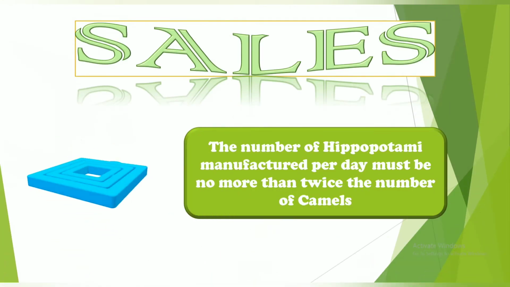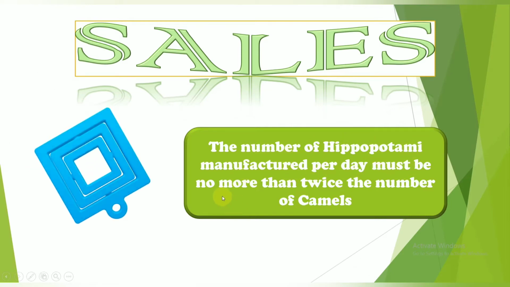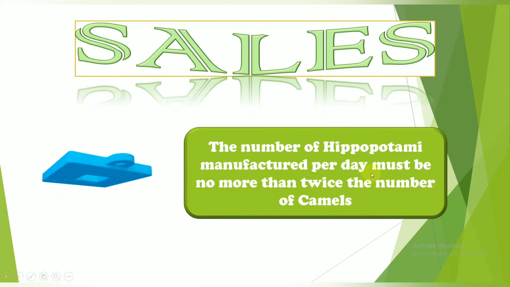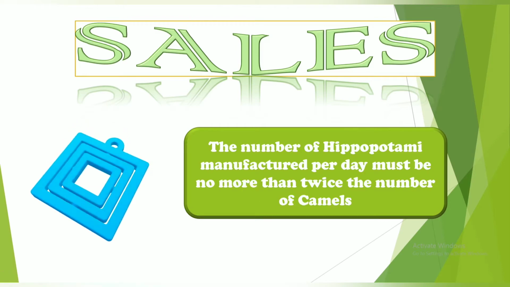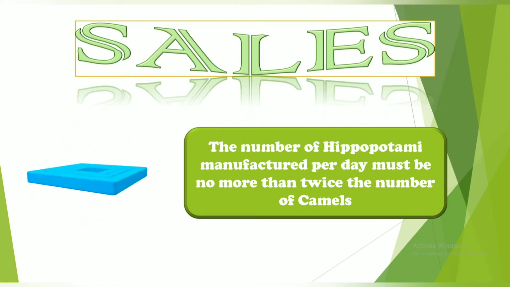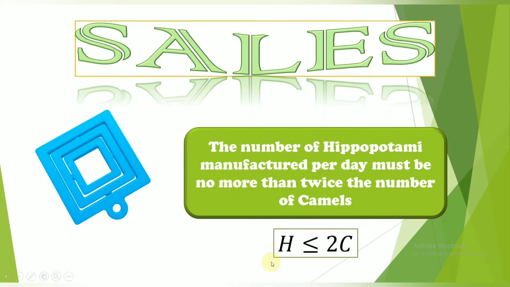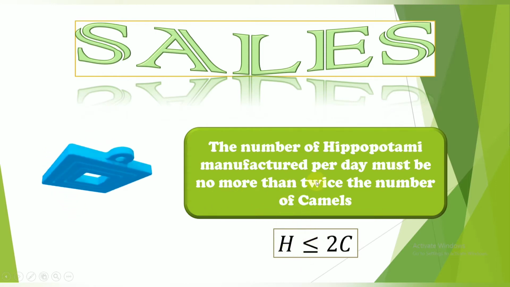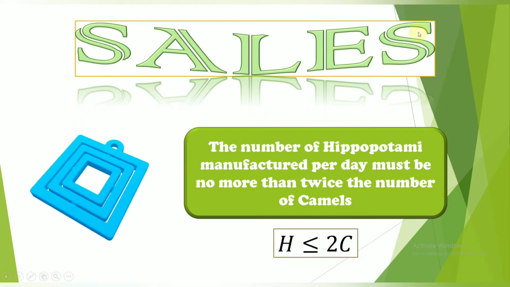The third one is from sales. Sales regulates that the number of hippopotami manufactured per day must be no more than twice the number of camels. Again, we are given no more, so it can be equal to, it can be less than, but it cannot be more than. The translation is: the number of hippopotami, H, must be no more, meaning less than or equal to, twice, 2 times C. That is from sales.